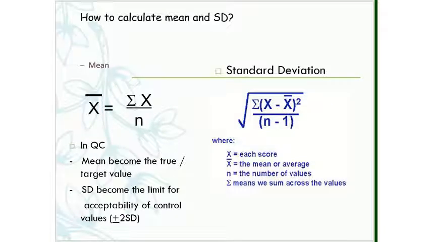So how do we calculate the mean and SD? This is the formula for calculating the mean and the standard deviation of the control. In QC, the mean becomes the true or target value of that control, and the SD, standard deviation, becomes the limit of acceptability for the control. Usually, we will use plus or minus 2 standard deviations.